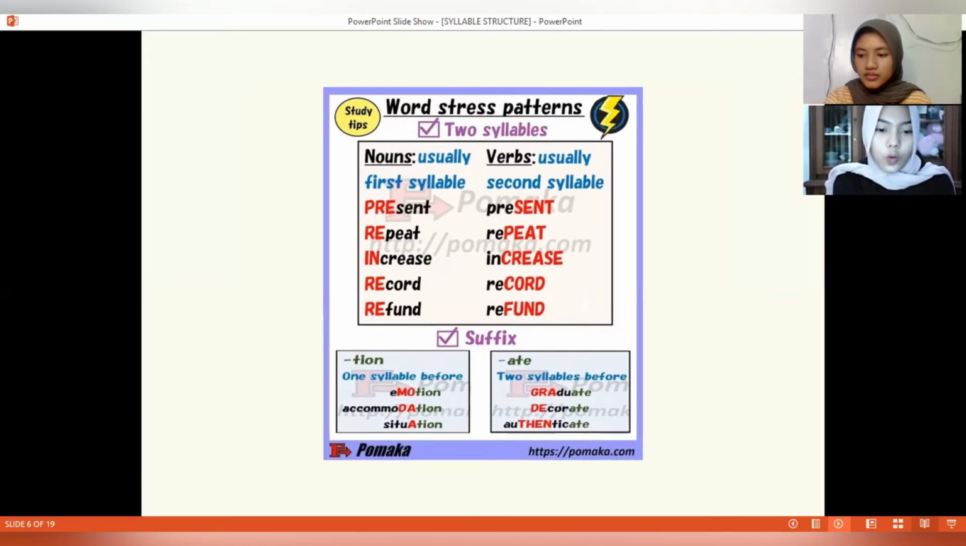Suffix -tion, one syllable, before it: emotion, accommodation, situation, and -aid, two syllables, before it: graduate, decorate, authentic. They are suffixes.